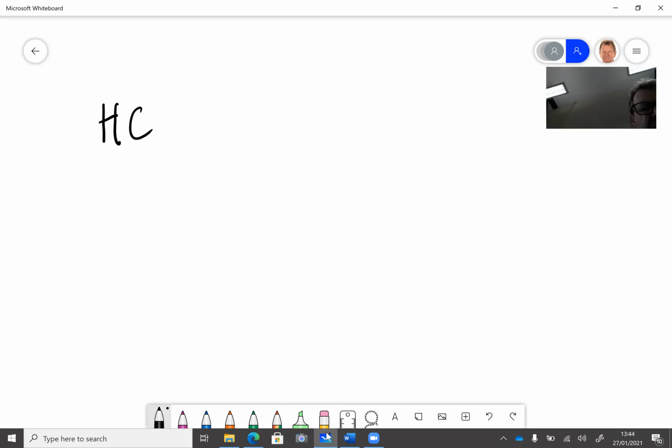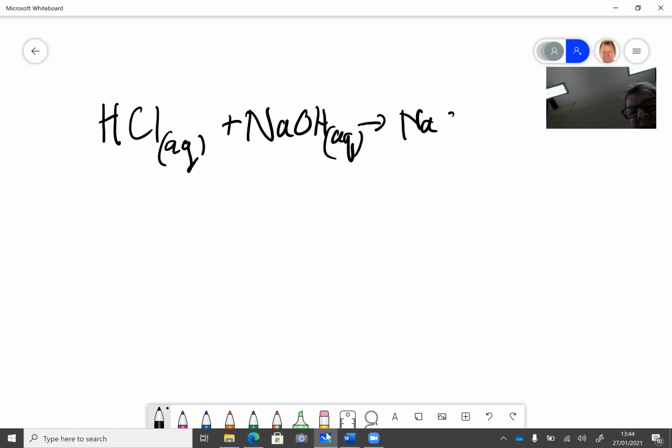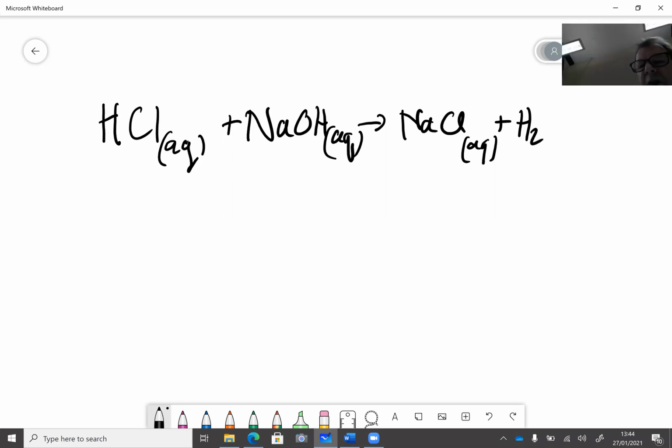Okay. So we have HCl(aq) plus NaOH(aq) goes to NaCl(aq) plus H2O. When we do an ionic equation, what we do is we look for all the chemicals which are aq. All the aq ones split up. So what we do is we find the cation and the anion.